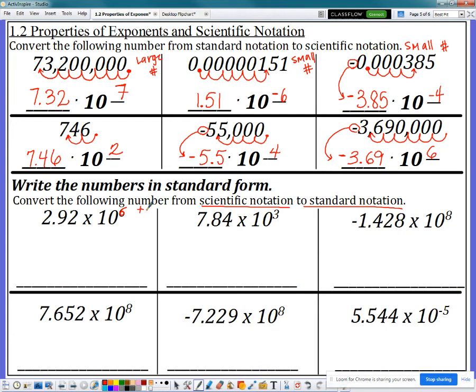So I need to take this decimal, 2.92. I need to move my decimal to the right to make it large 6 times. 1, 2, 3, 4, 5, 6. Here's my new decimal, and in place of all these empty spots, you just put a 0. So to go from scientific notation to standard form, my number is 2,920,000.